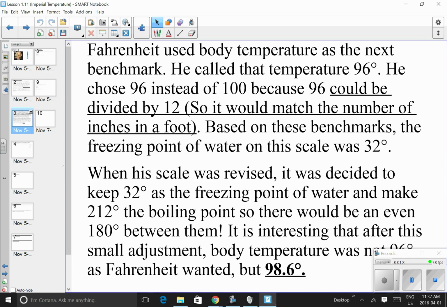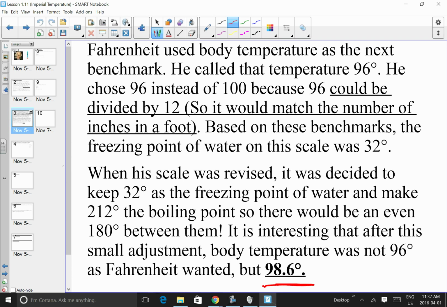Now, later, his scale was revised, and it was decided to keep 32 degrees as the freezing point and make the boiling point of water 212 degrees. The plan was there would be an even 180 degrees between them. So after this really small adjustment, body temperature wasn't 96 anymore. But it is what it is now at 98.6 degrees. That's degrees Fahrenheit. All right, so that's just a brief history.